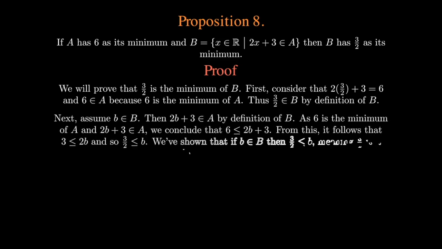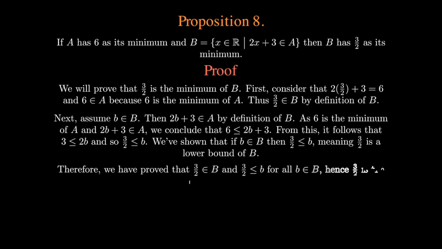Then, we pick an arbitrary element in B and unpack the definition of what it means to be an element in B, which relates back to the set A, which we know has a minimum of 6. We use these facts and some algebra to show that 3/2 is a lower bound of B. Since we showed that 3/2 is in B and is a lower bound of B, 3/2 fits the definition to be a minimum of B.